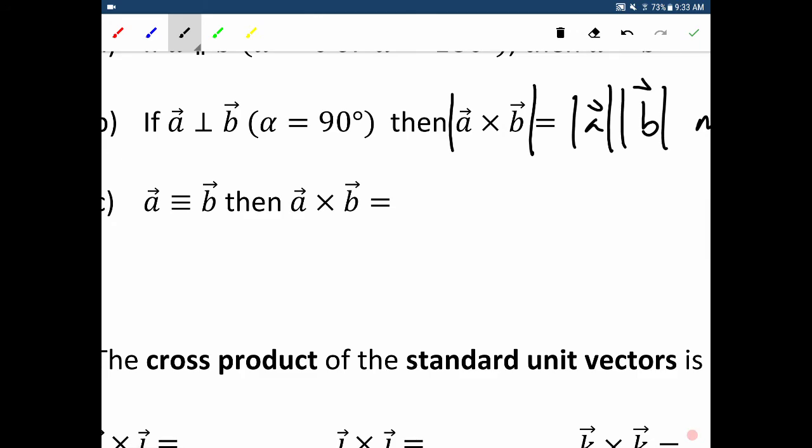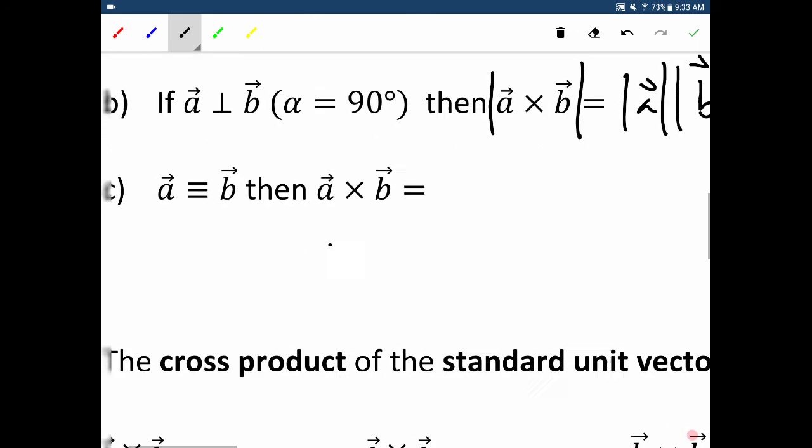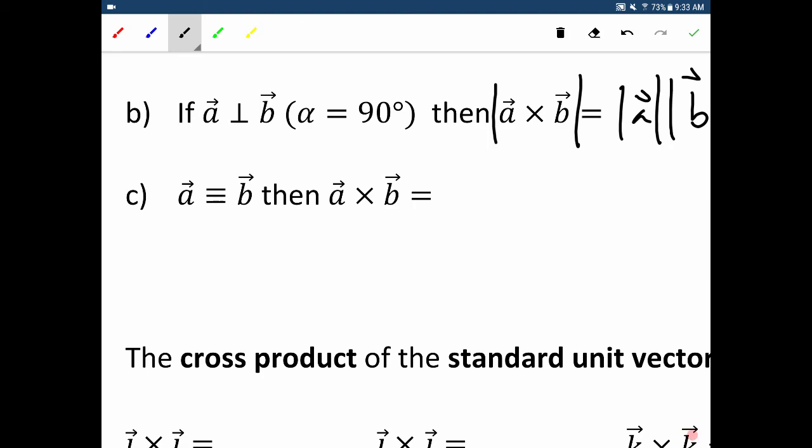But anyway, if we have A and B, and these three lines mean that the vectors are congruent, so the vectors are exactly the same, then again, it's just the zero vector.